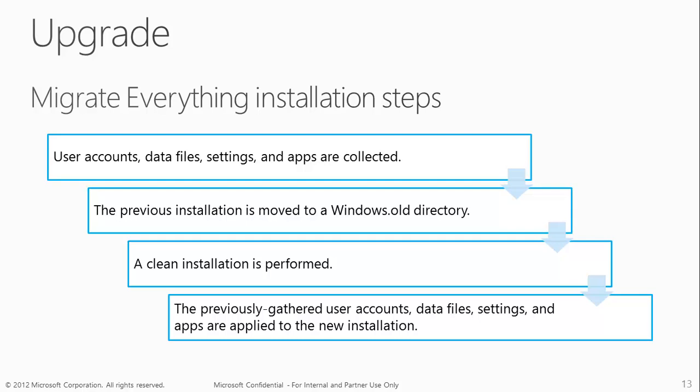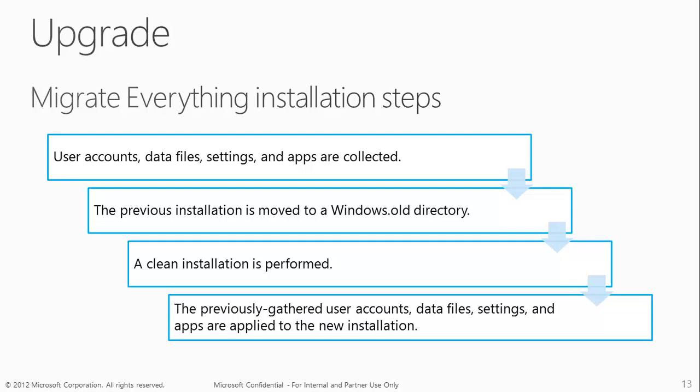So let's take a second to look at each of these different installation options. The first is upgrade, and in Windows 7 terms, this is an upgrade installation. The option to migrate everything is available when installing for Windows 7 or when installing Windows 8 over itself as an in-place upgrade. The migrate everything installation proceeds in these steps.